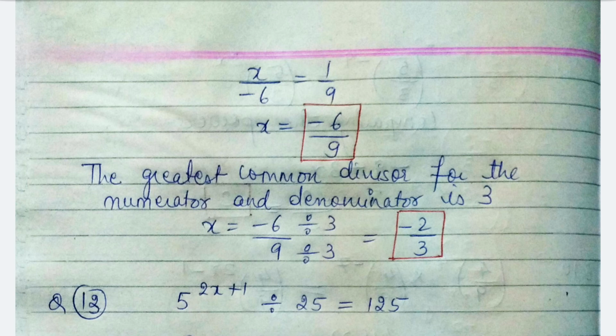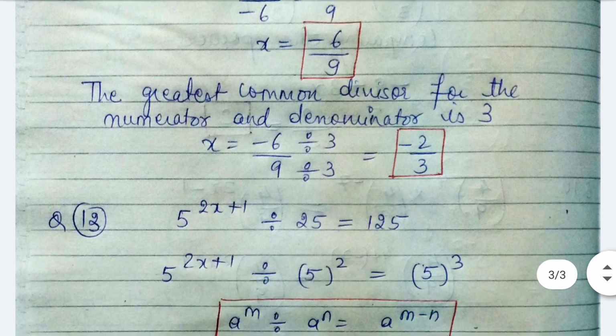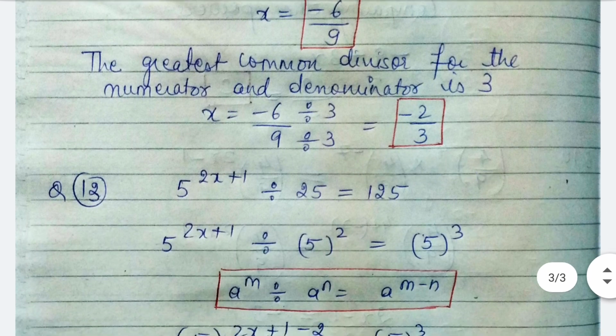Minus 6 is cross multiplied with 1 and we get the value of x is equal to minus 6 by 9. Now here we see 6 and 9 cancel with each other with the table of 3. So the greatest common divisor for the numerator and denominator is 3. We divide both numerator and denominator by 3. We will get the value minus 2 by 3. Skip question number 12, right? Do not do it.